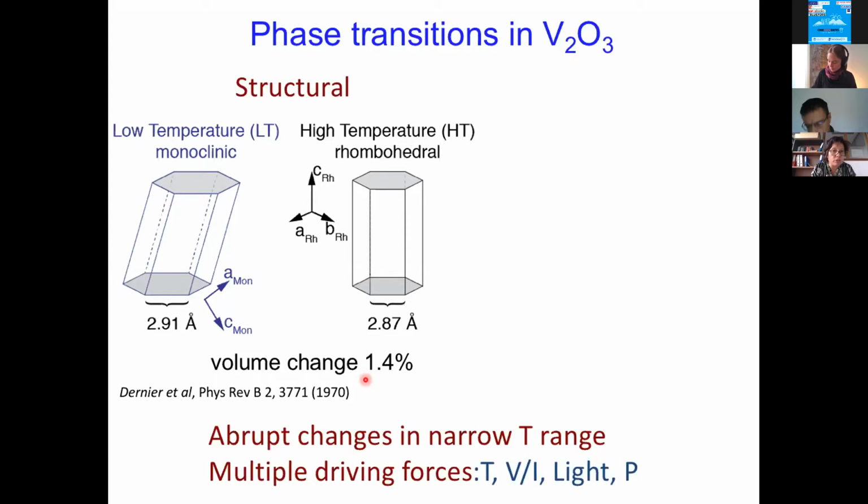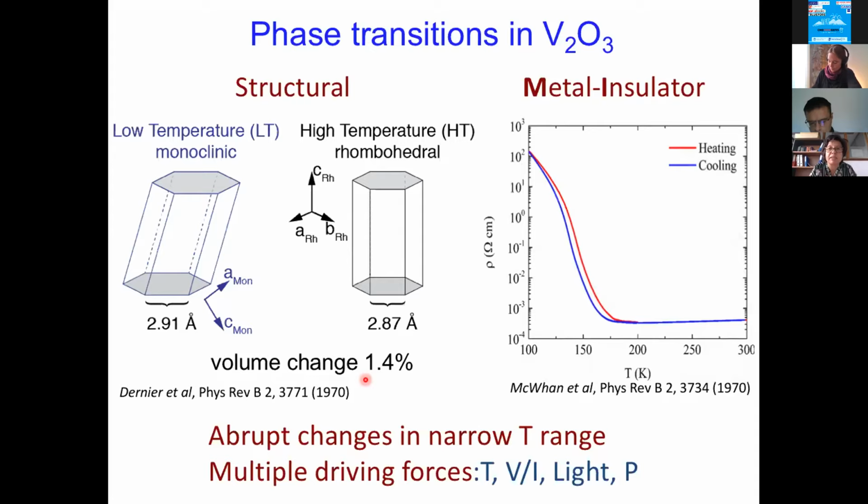In fact, one of the interests of this material is that concomitant with this structural phase transition is a metal insulator transition. This means that during the transition, you have a change of several orders of magnitude in the electrical resistivity of the material. We don't exploit this in our work, but I mention it because it could be interesting for photoelectric hybrid materials, for example.